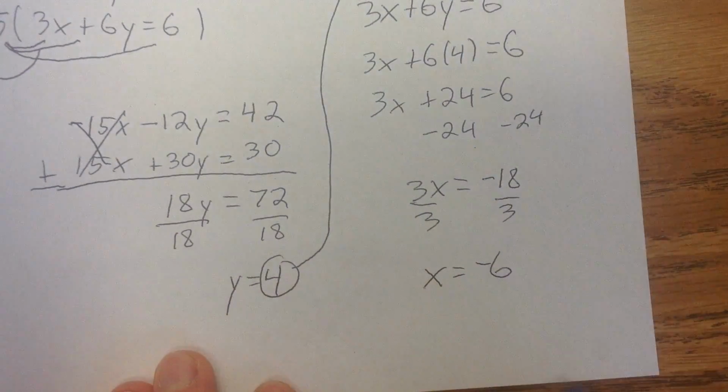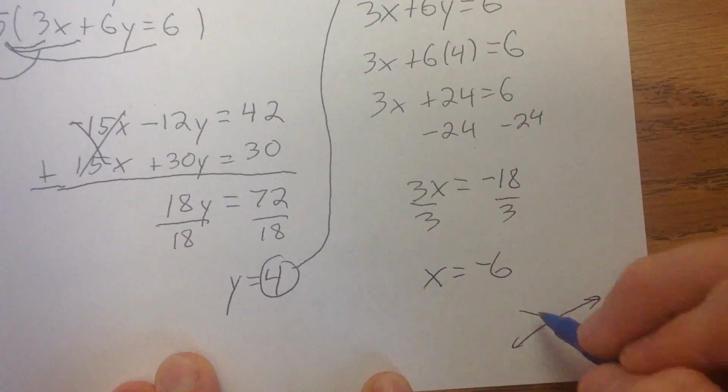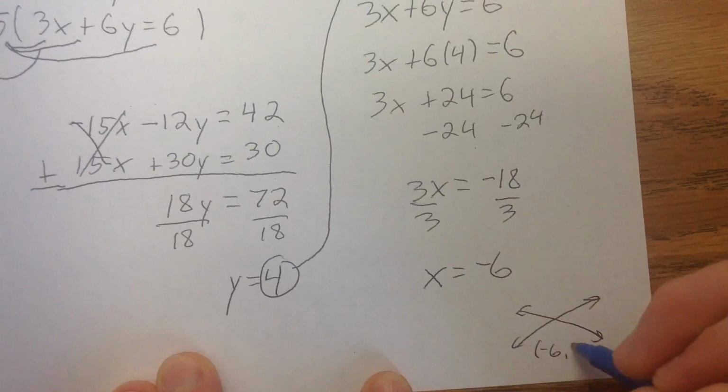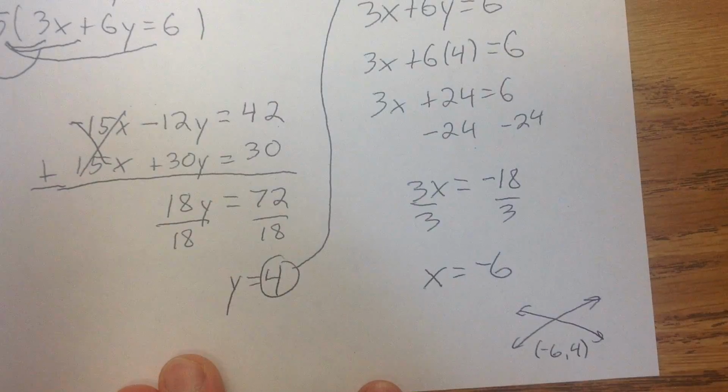So again, just kind of to not lose sight of what we're doing here, if we had 2 lines, they would be intersecting at the point negative 6, comma 4. That would be the intersection point of the 2 lines.